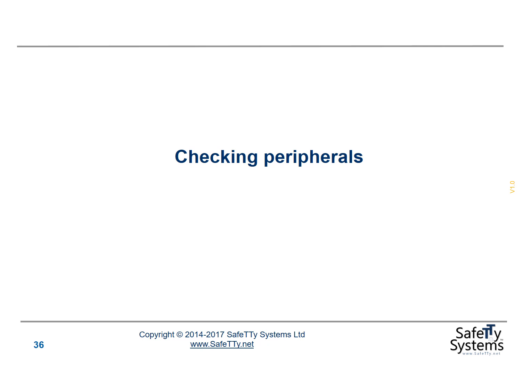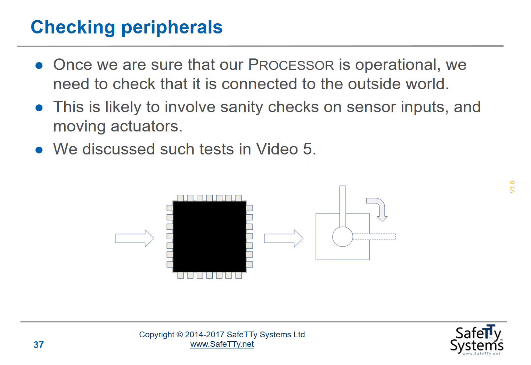We also, of course, need to check our peripheral. Once we're sure that our processor is operational, we need to check that it is fully connected to the outside world. This is likely to involve sanity checks on sensor inputs and moving actuators. We discuss such tests in video 5.